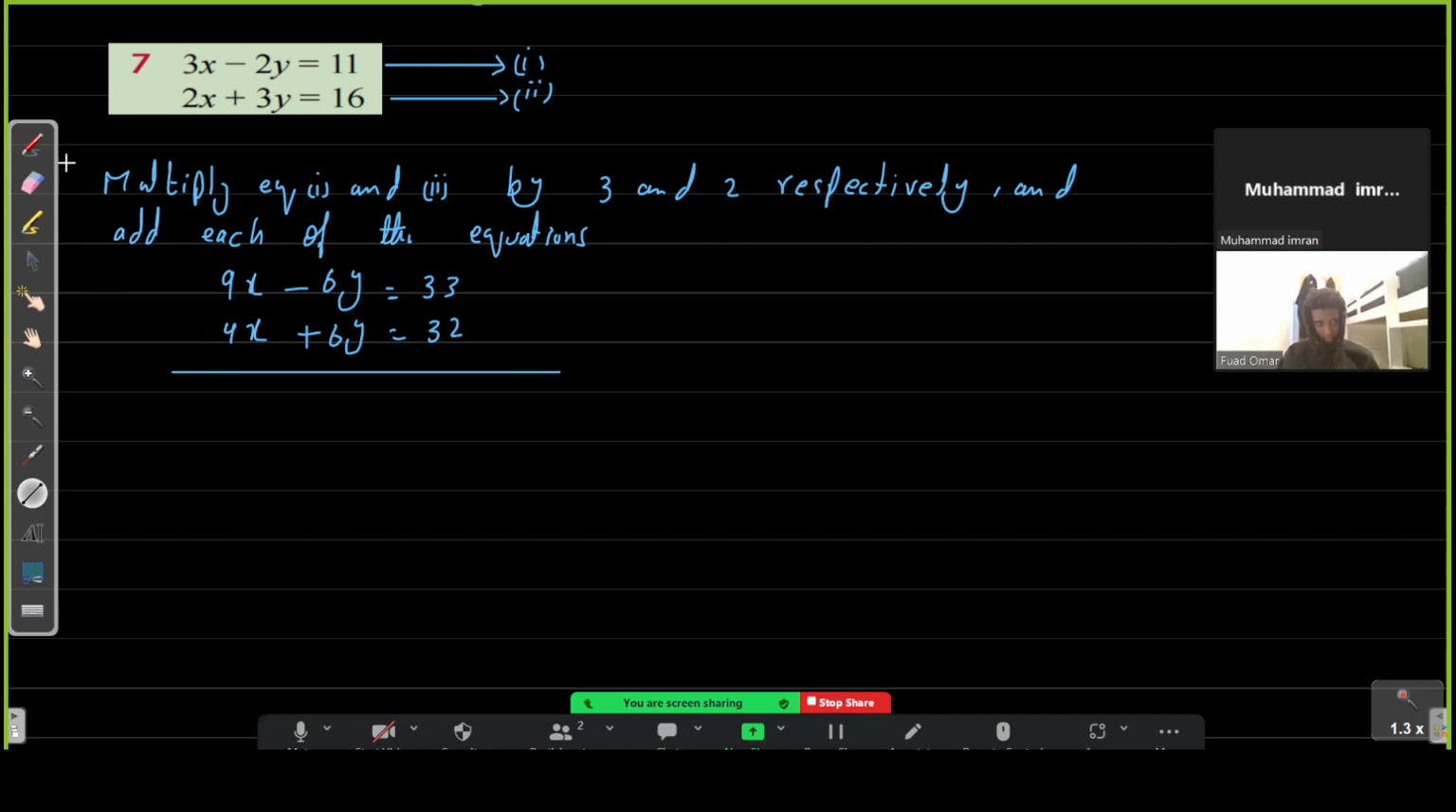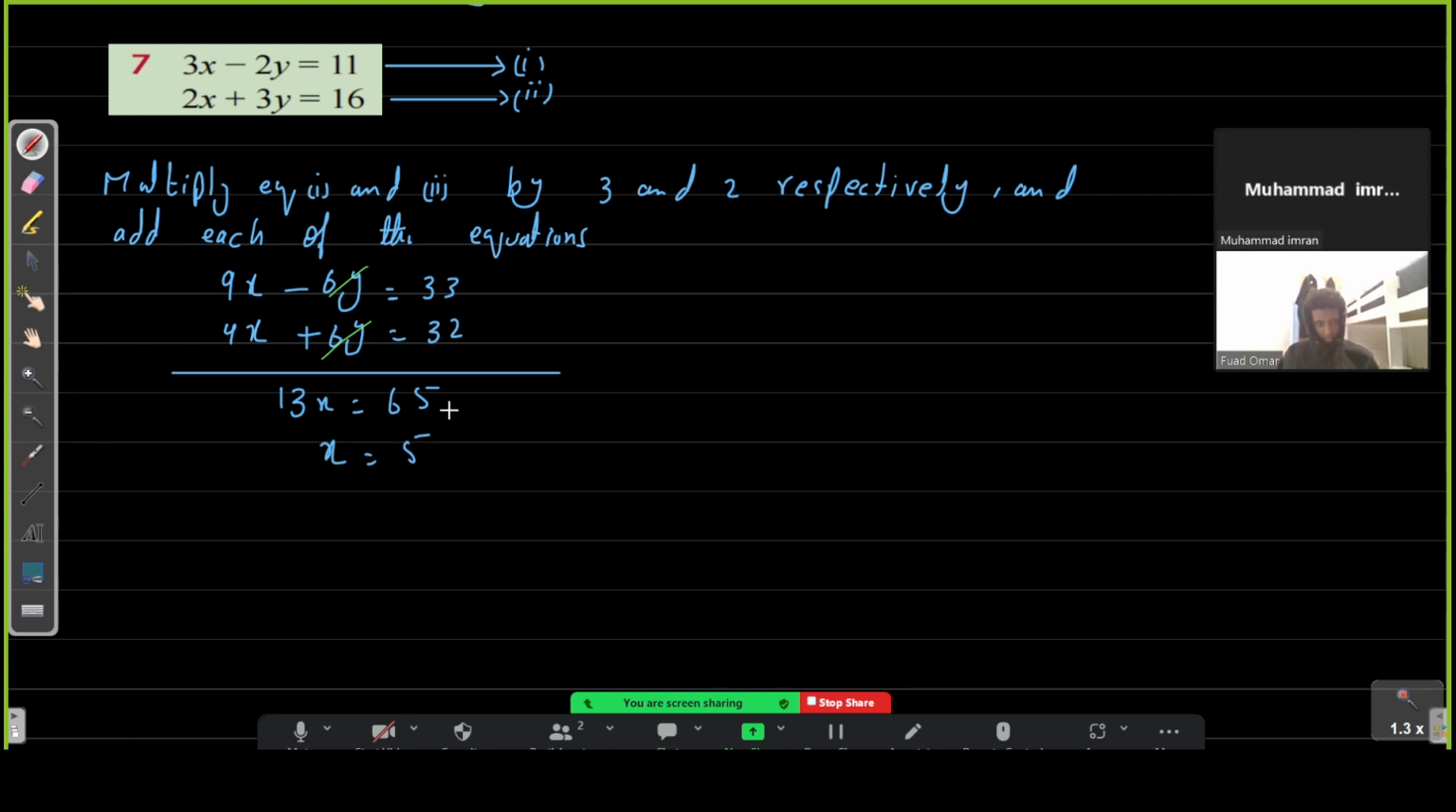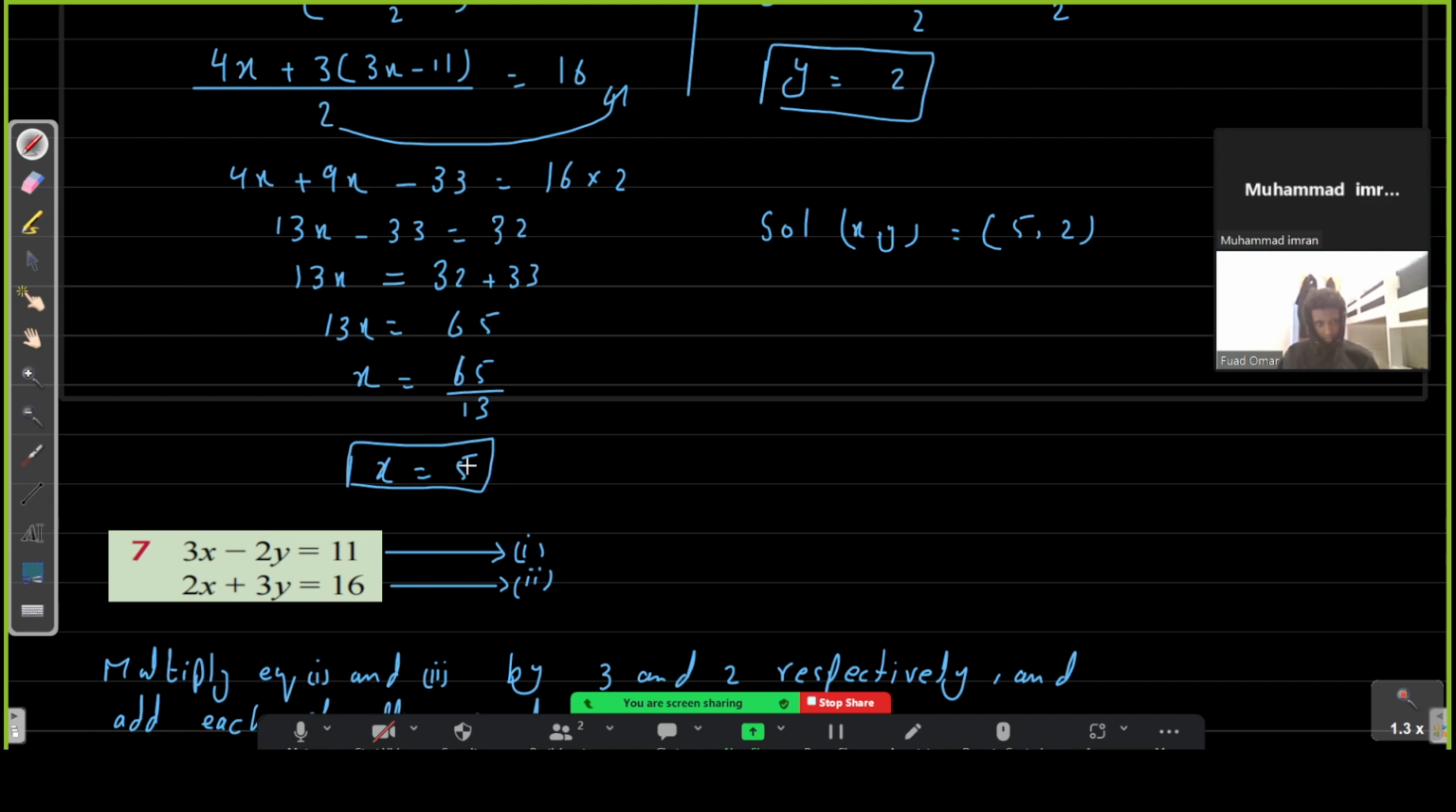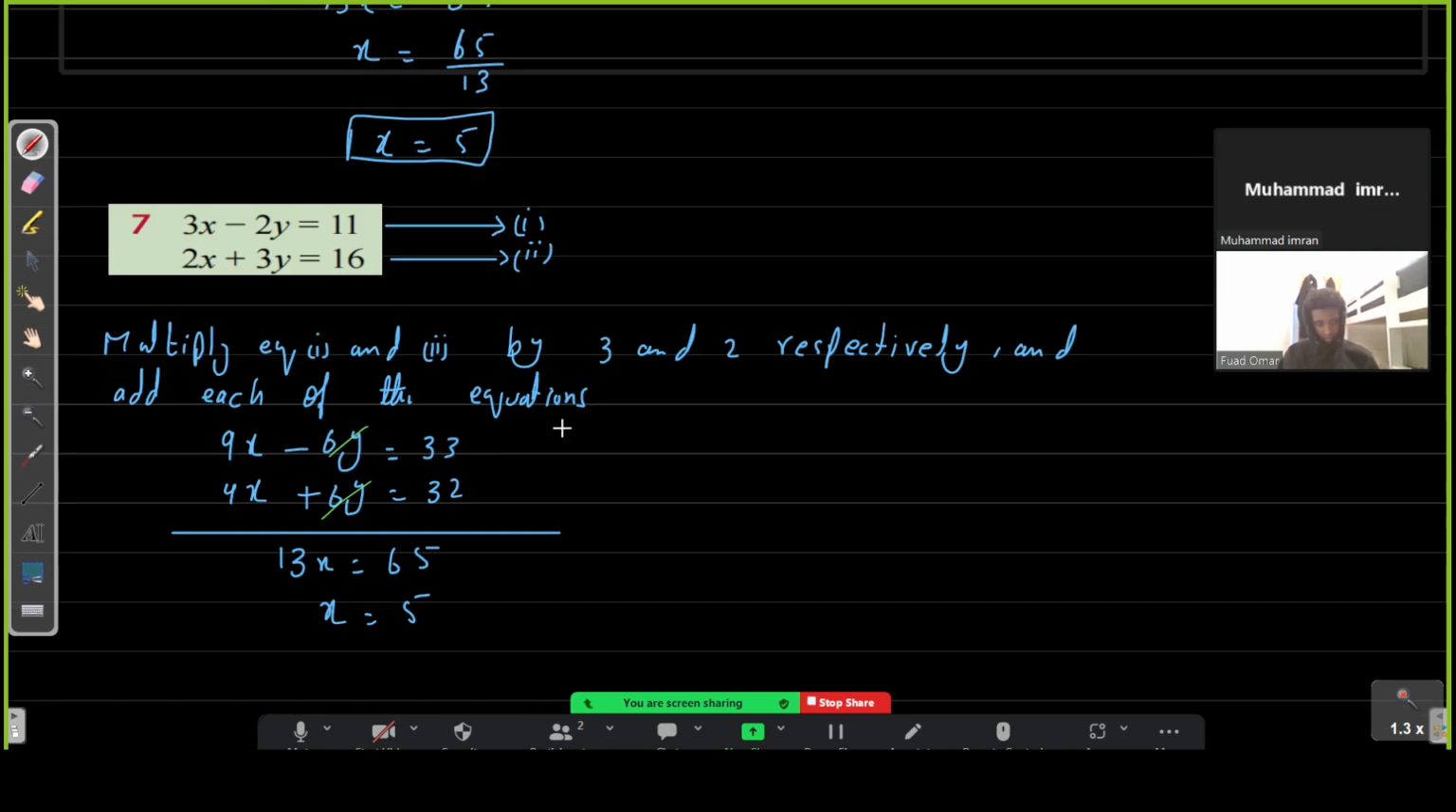So now we can add both of them, because by adding we can cancel out minus 6y with plus 6y. So minus 6y will be cancelled out with plus 6y. So 9x plus 4x is equal to 13x. And here we have 33 plus 32 is equal to 65. So x is equal to 5. Again we have x is equal to 5 as we have done before.